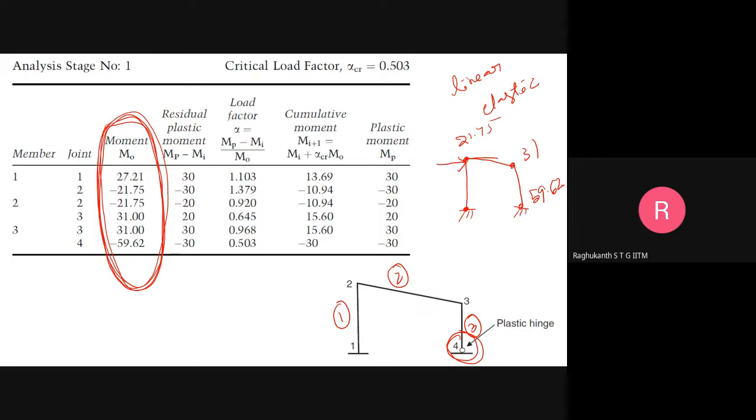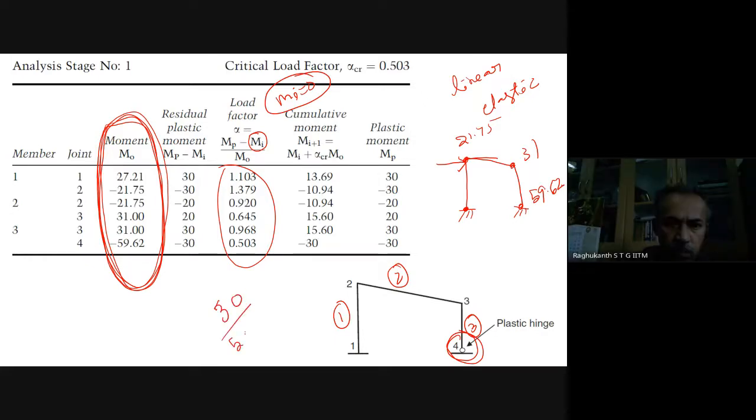Now you find out the load factor. In the first stage of analysis, your MYs are zero. So now compute Mp by M naught. Mp is 30 by 59.62, and 30 by 31, 20 by 21.75. So these are the load factors. Among these load factors you have to take the lowest. So the lowest is 0.503.